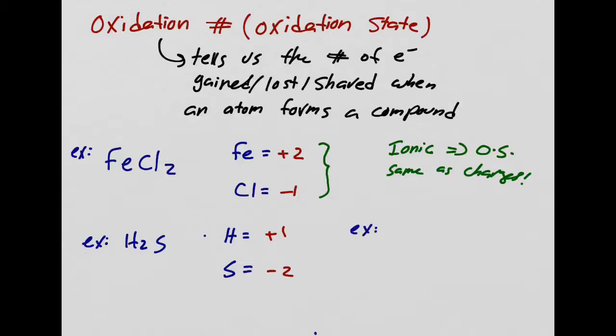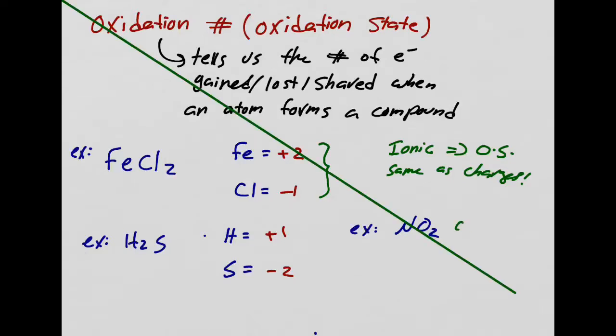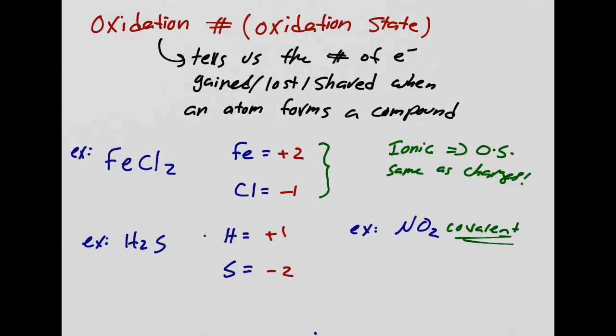Now, let me give you another example. NO2. NO2 is a covalent compound. And if you remember, for a covalent compound, there is no losing or gaining of electrons. There are no charges for me to cross multiply. So it's a covalent compound. There is no loss or gain of electrons, it's usually sharing electrons. Now, figuring out the oxidation number is a little bit trickier when you have a covalent compound.